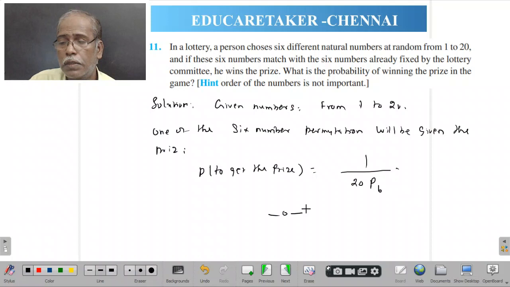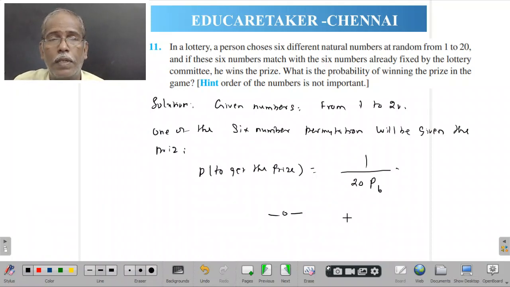So dear student, let us wind up today's session with question number 11. From question number 12, we will discuss in the next session, class number 3 of probability in standard 11 mathematics.